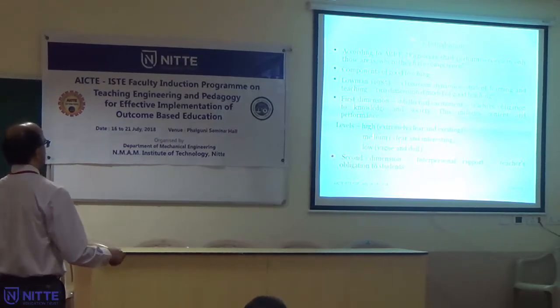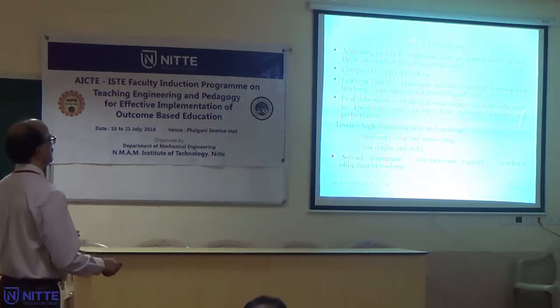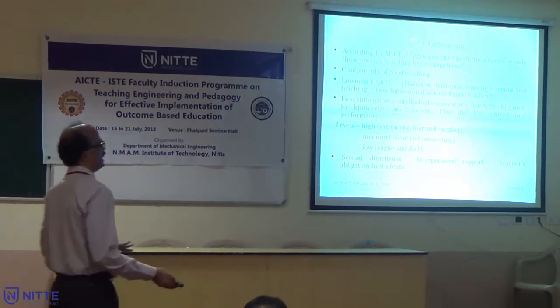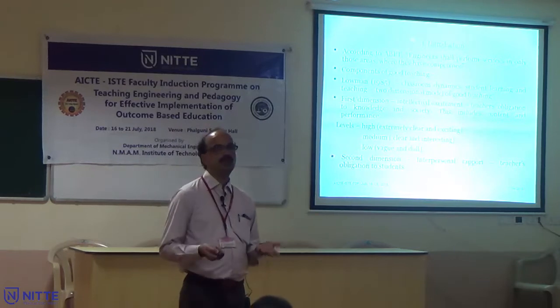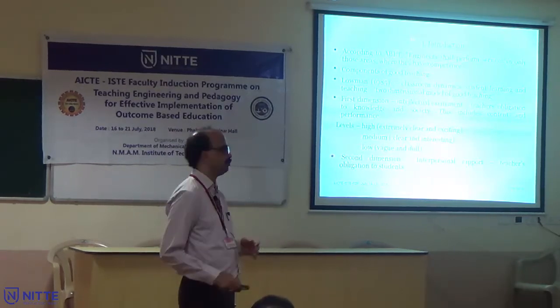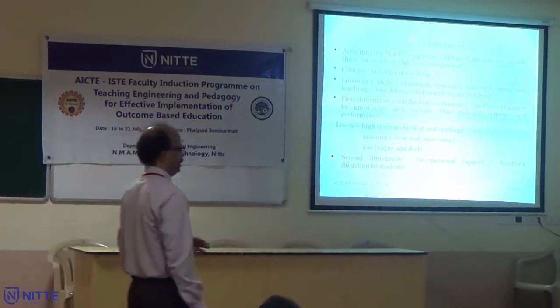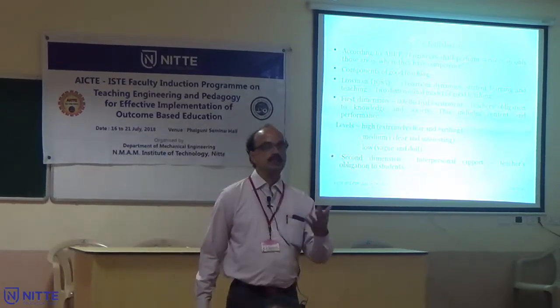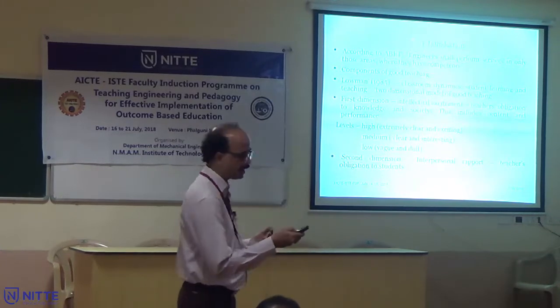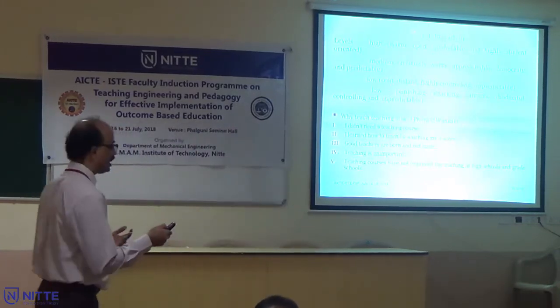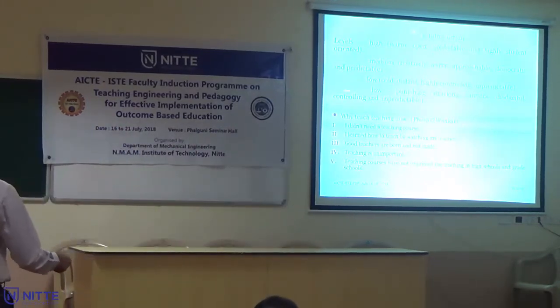So, I can have three levels. High, extremely clear and exciting. Medium, clear and interesting. Low, vague and dull. Okay, the intellectual excitement is not very strong. It's vague. Second dimension is interpersonal rapport. What is the obligation of the teachers to the students? What is the obligation? Again, here I can have three levels. It can be very high.